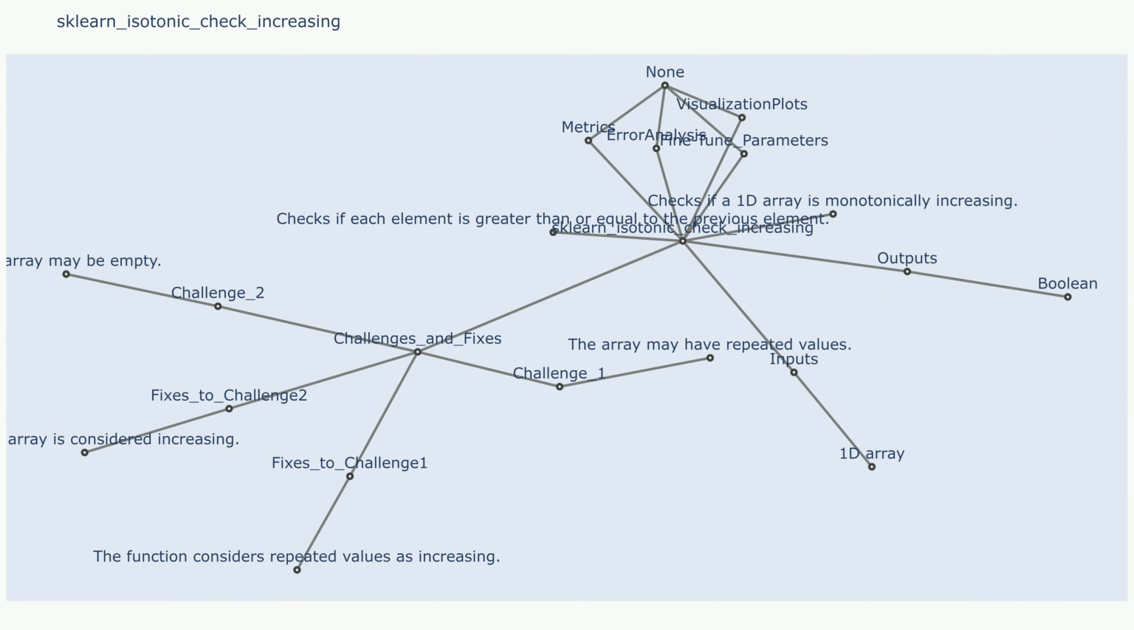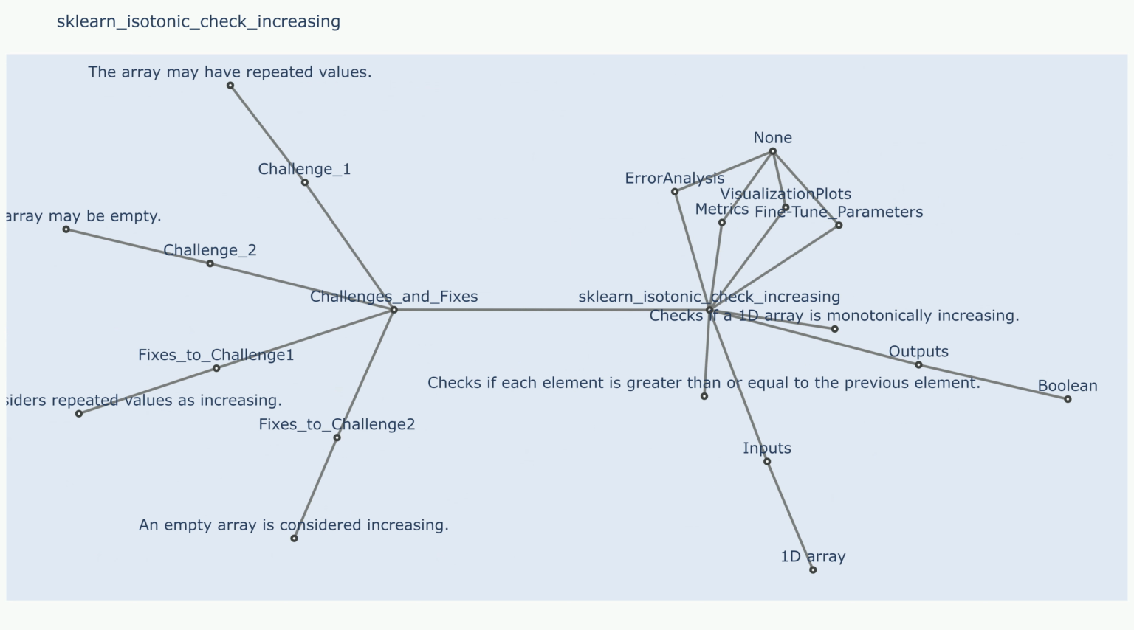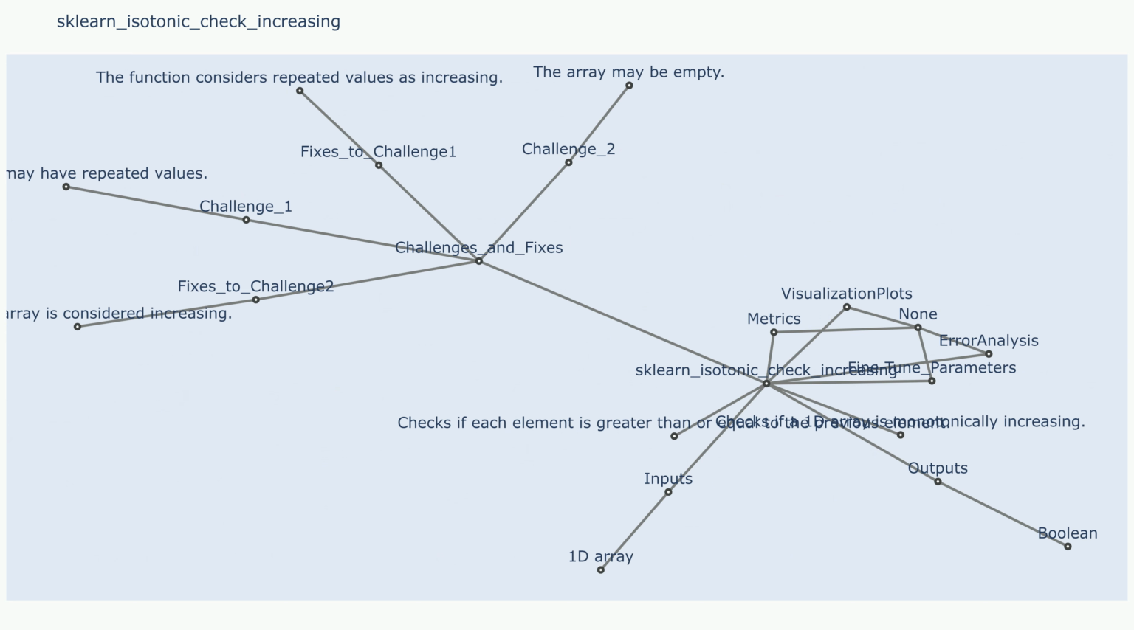Fixes to challenge 2: in cases where duplicate values are present, consider whether you need to define strict monotonicity, where each value must be strictly greater than the preceding one, or allow for non-strict monotonicity, where values can be equal to their predecessors. If strict monotonicity is desired, remove the duplicate values before using check increasing. Otherwise, clarify your expectations about the handling of duplicates.